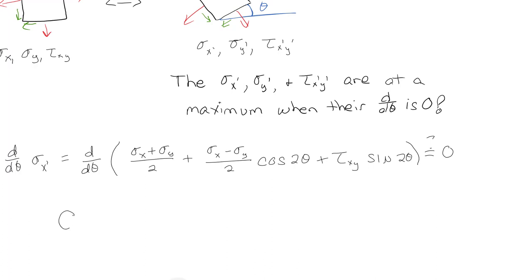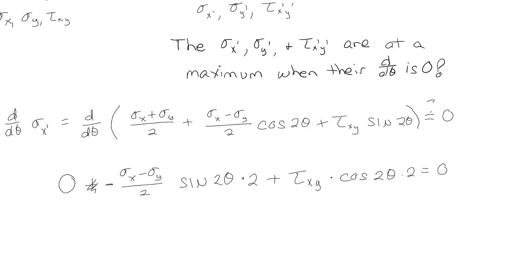The first term goes to zero, and then the 2 theta comes out. If you're not really good at taking these kinds of derivatives, pause the video and give it a shot, because this isn't a terribly awful one and will give you some practice. So we've got sigma x minus sigma y over 2 times cosine 2 theta, which becomes minus sine of 2 theta times 2, so the 2s go away. And then plus tau xy times cosine 2 theta times 2.